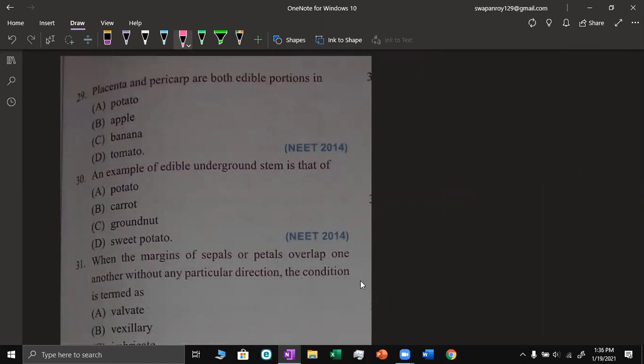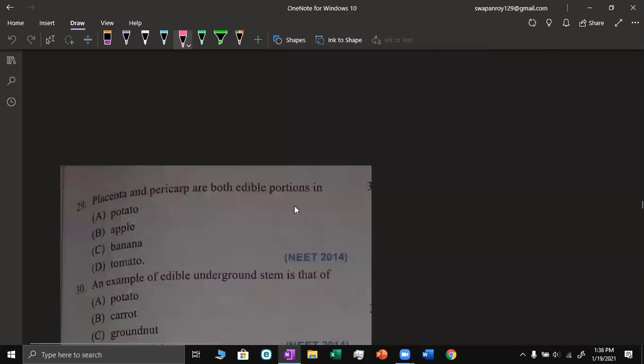See, here are some of the questions which were asked in different NEET exams.